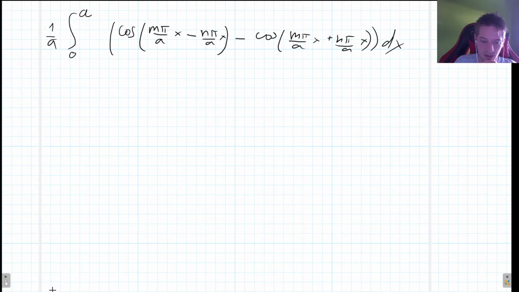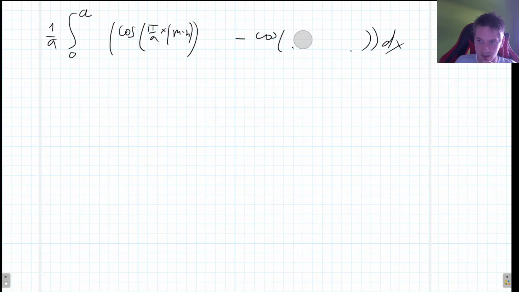And we can factor what is inside of this cosine. So instead of that, we're going to have pi over a times (m minus n). And this other cosine we can rewrite in a similar way. Okay, so we are going to get that.